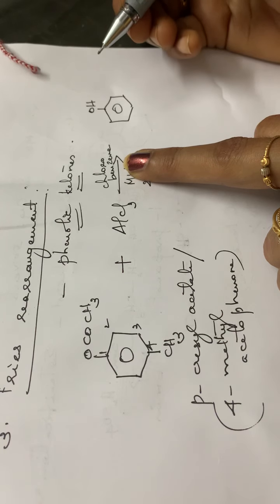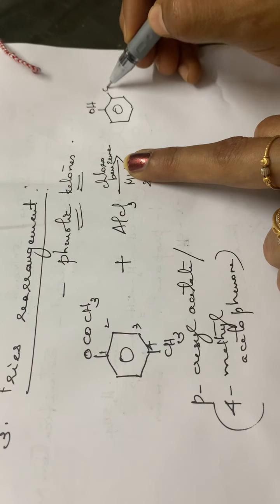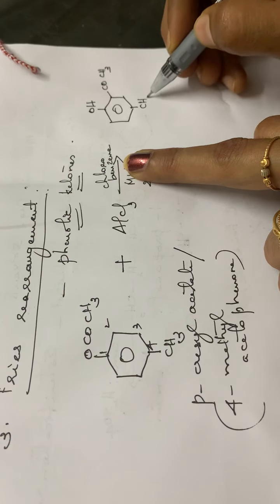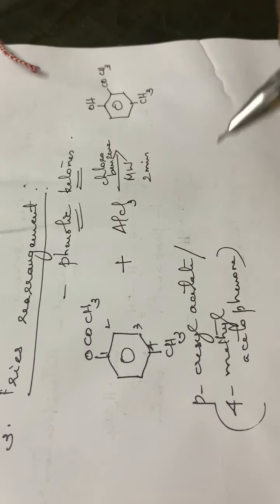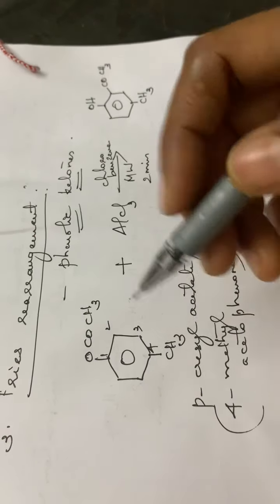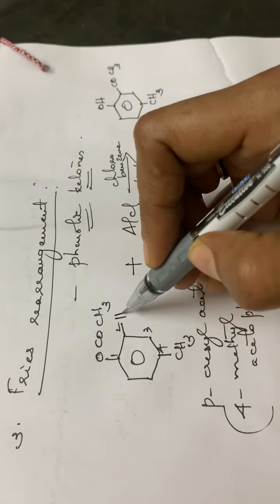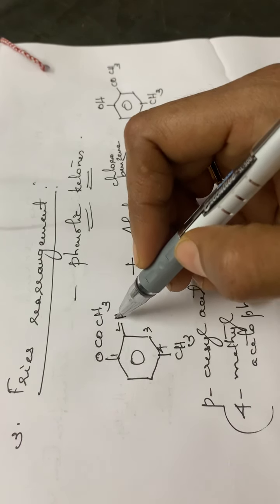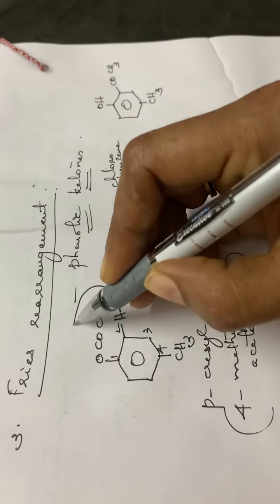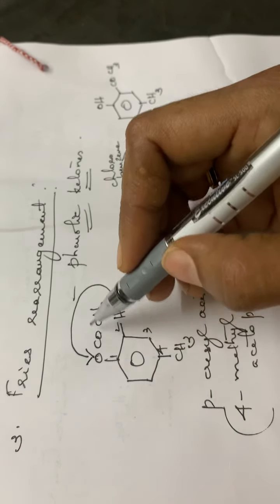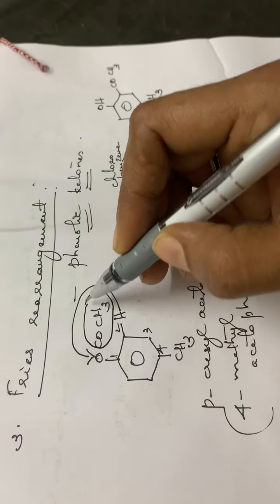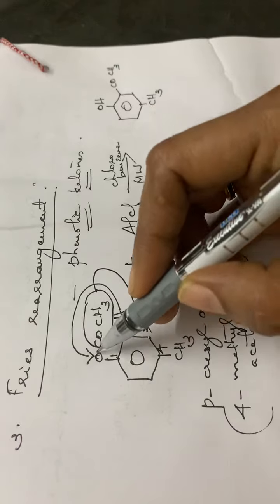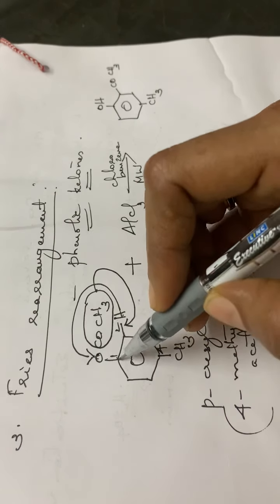At the first position, there will be OH. Second position, there will be a COCH3 group, and at the fourth position, there is a methyl group. So here, this is a rearrangement reaction. See, at the second position, there is a hydrogen. So rearrangement will take place, and this hydrogen will go to the oxygen atom, and this COCH3 group will come to the position of the hydrogen atom.